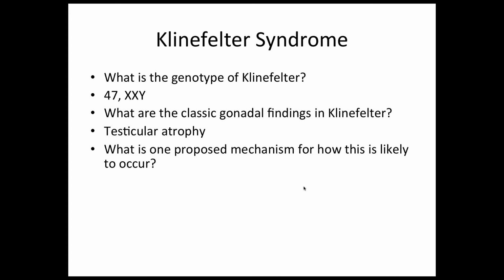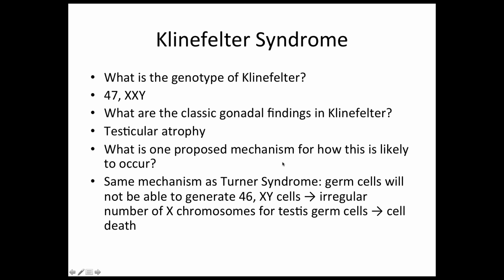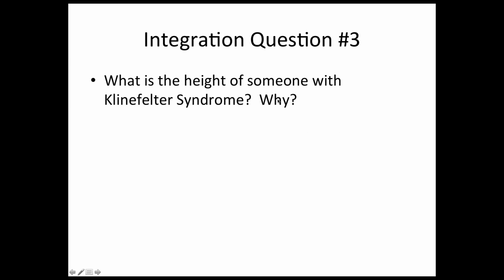Very good. Nice. So despite my explanation, you were still able to come up with a good answer. So again, germ cells won't be able to generate 46 XY cells. They'll have an irregular number of X chromosomes, and so the germ cells are going to die. If germ cells die, then I can't get development of the testes. Cool? Awesome.